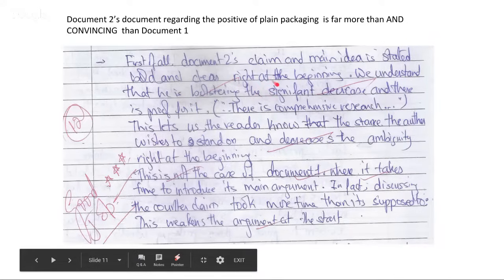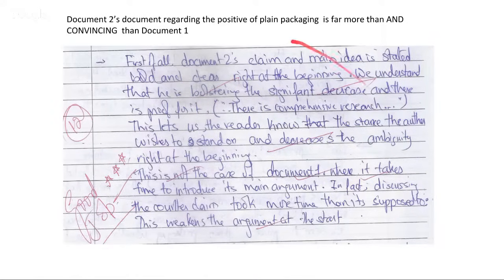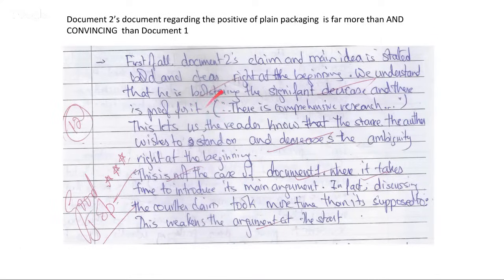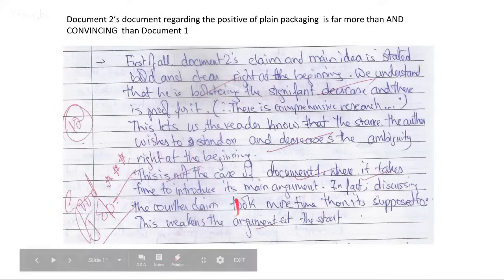First of all, document 2's claim and main idea is stated bold and clear right at the beginning. We understand that he is bolstering the significant decrease, and there is proof for it. Evidence. This lets us, the readers, know the stance the author wishes to stand on and decreases the ambiguity right at the beginning. Really firm, comes right to the point, and says why document 2 is amazing.